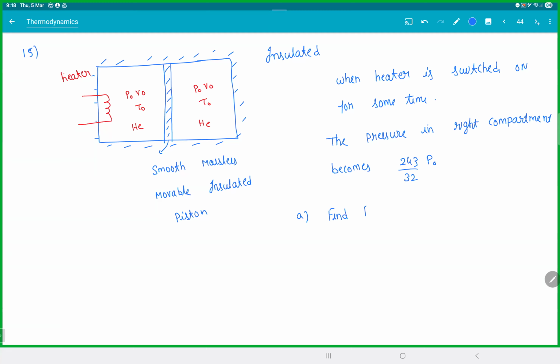Find the final temperature of the gases in both the compartments, and find the heat supplied by the heater. There. This is a good one. This is another variety of questions. Let's see how you approach this. Think. I'll give 2-3 minutes.